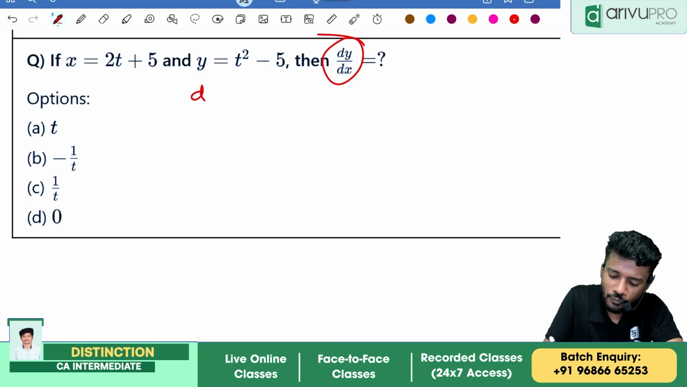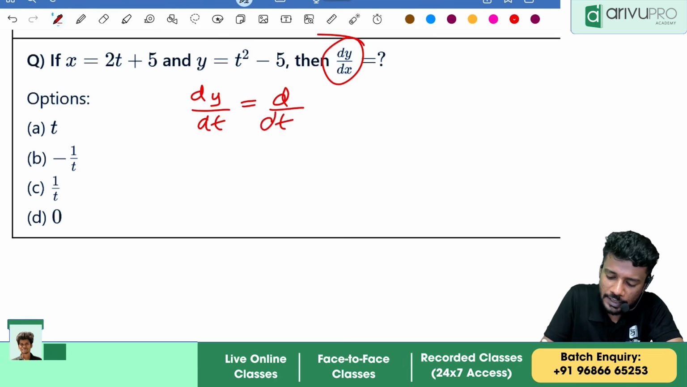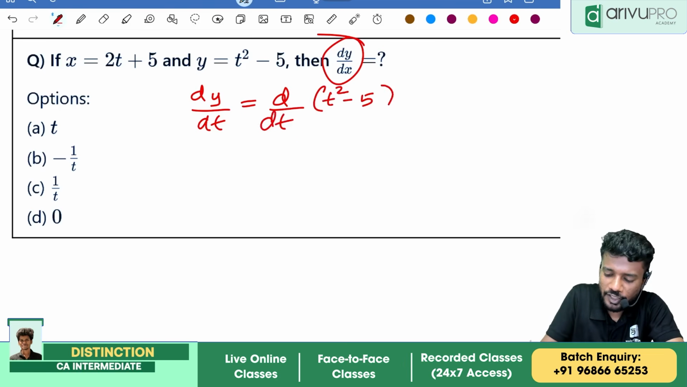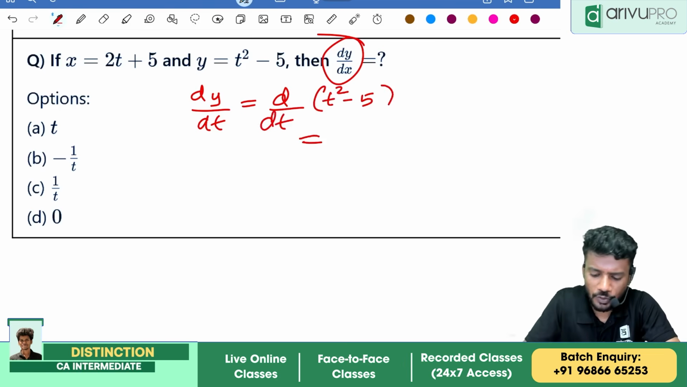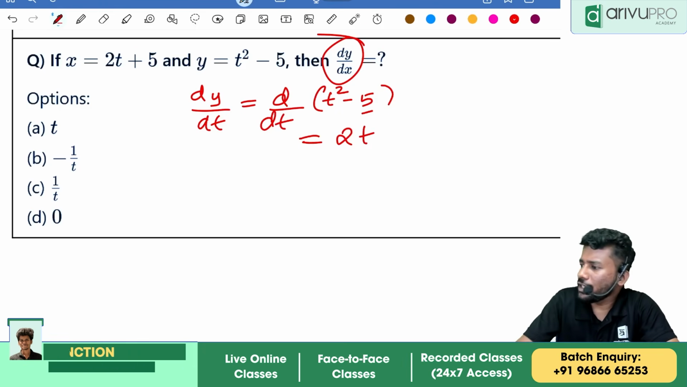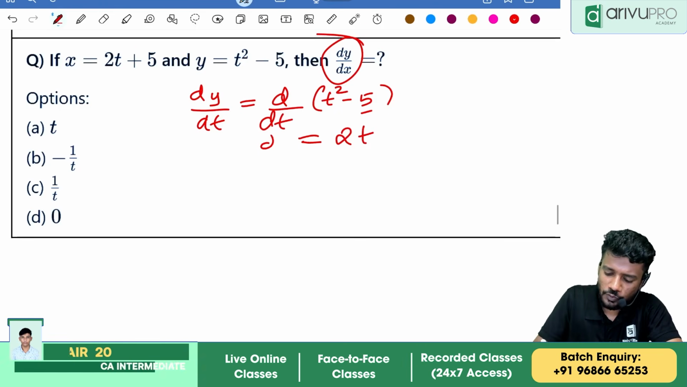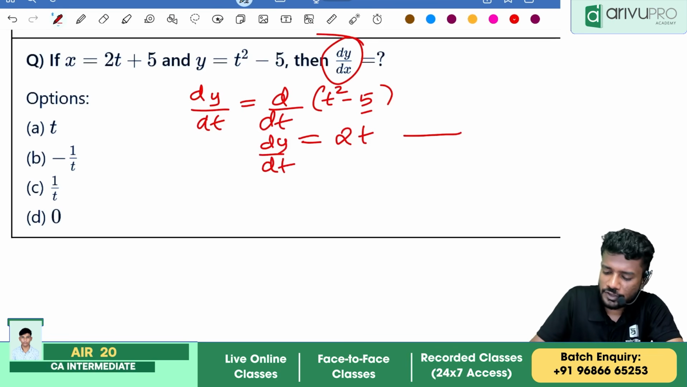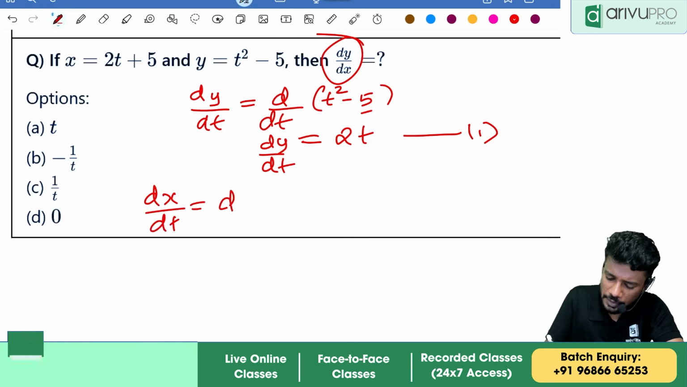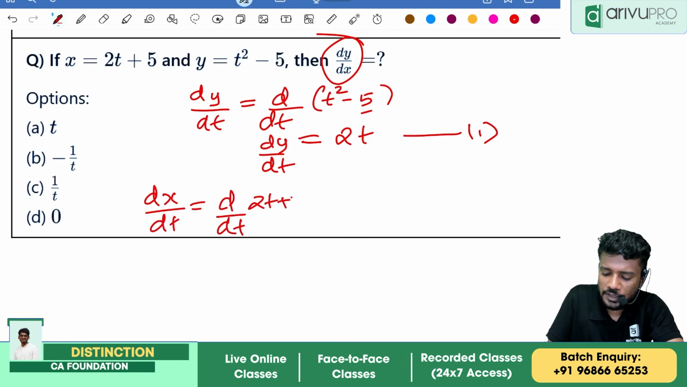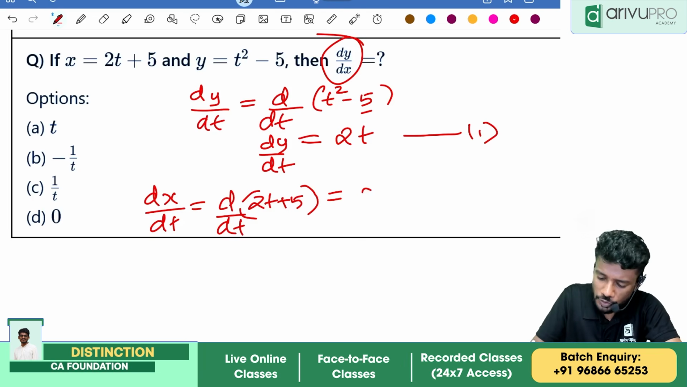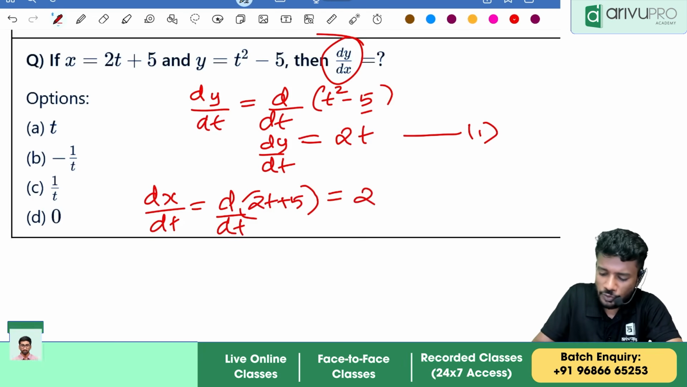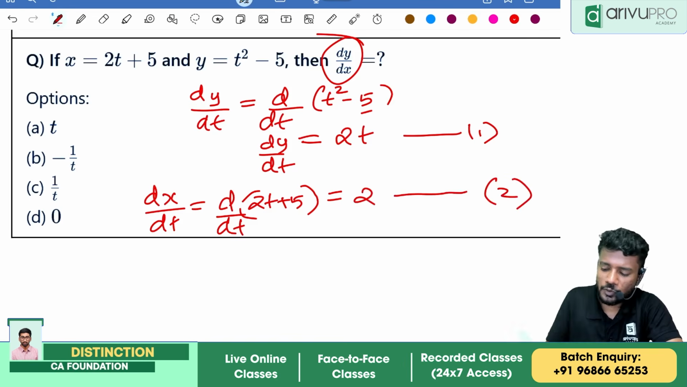First, find dy by dt. dy by dt is nothing but d by dt of t square minus 5. You tell me what is the derivative of t square? 2t. Then what is the derivative of 5? 0. So that is over, dy by dt. That is the first equation. Then what is dx by dt? That is nothing but d by dt of 2t plus 5, which is equal to how much? The derivative of 2t is how much? 2. Then derivative of 5 is how much? 0. So what is remaining? 2 is remaining. That is equation number 2.